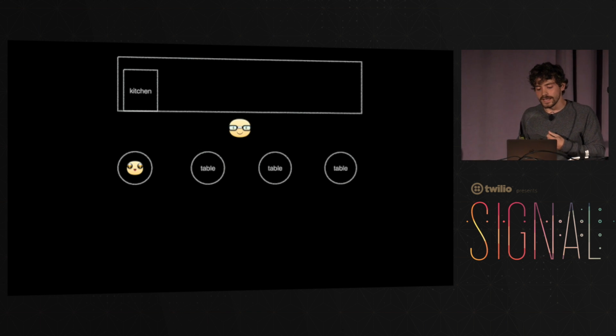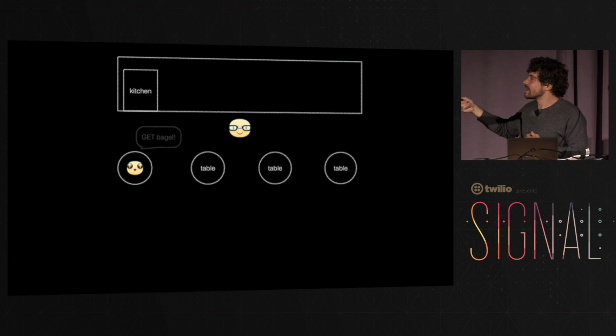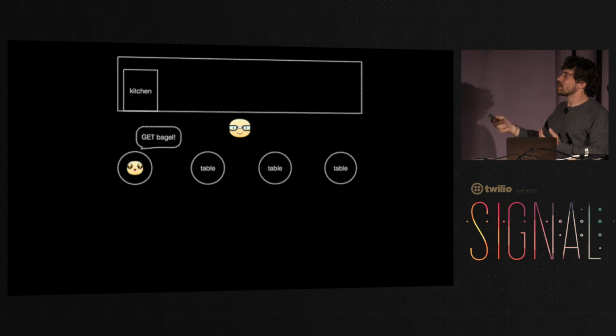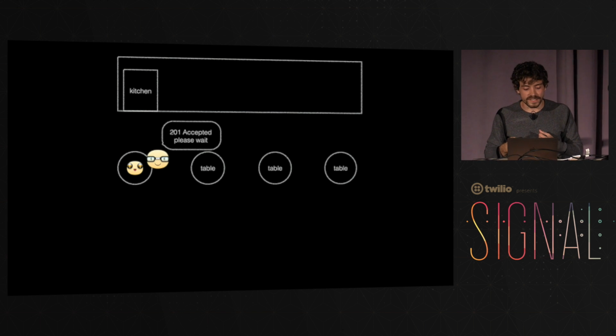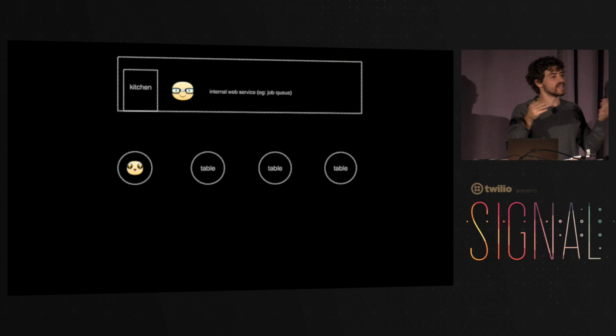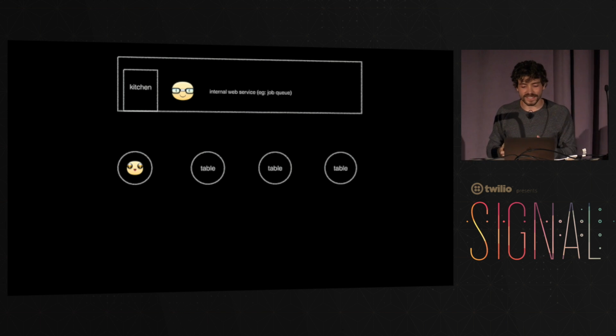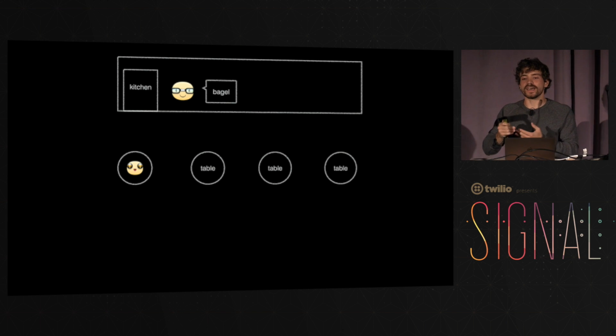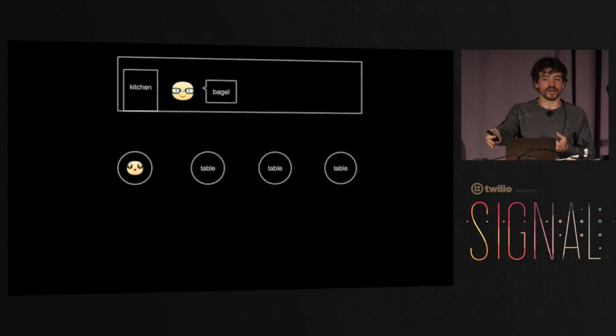The next step would be the actual request of an item. So in this case, I'm going to ping a, let's say, a get bagel endpoint. And the server will say, okay, accepted, please wait while it goes to the backend and talks to other services. In this case, let's consider the kitchen a backend web service. And let's say in the sense of most of your day-to-day systems, this would mean implementing some sort of job queue, and the petition goes in, and eventually that work is going to be done, and we're expecting some sort of result later on.